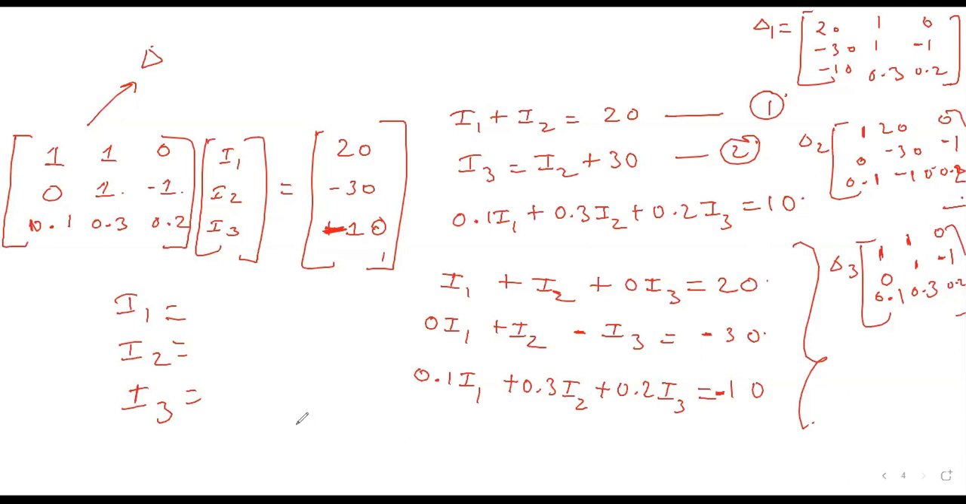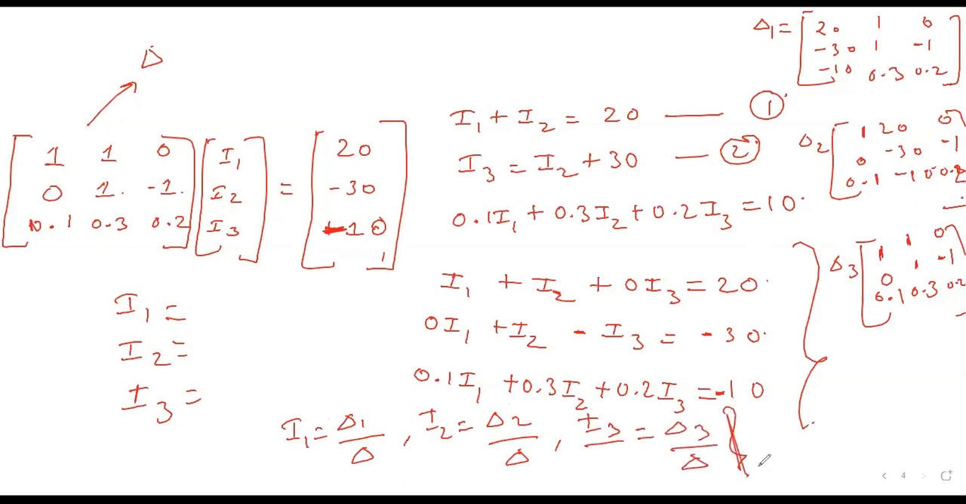To write I1, you have to do del 1 by del. For I2, you have to do del 2 by del, and for I3, you have to write del 3 by del. Okay, so this way we can solve.